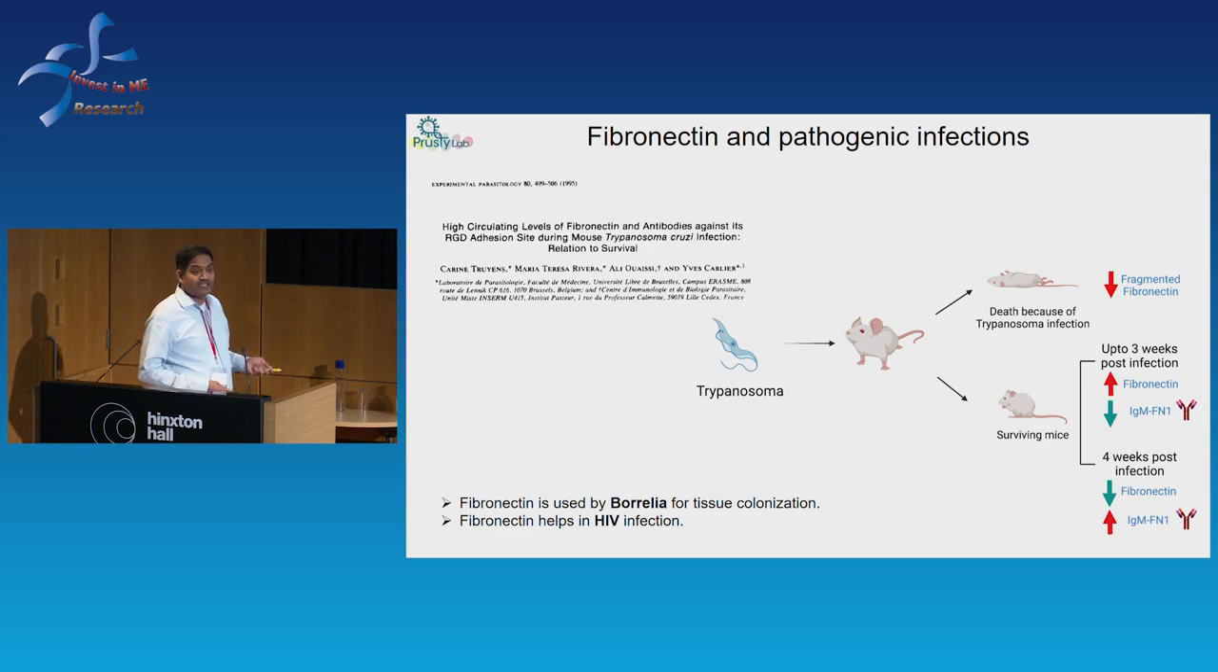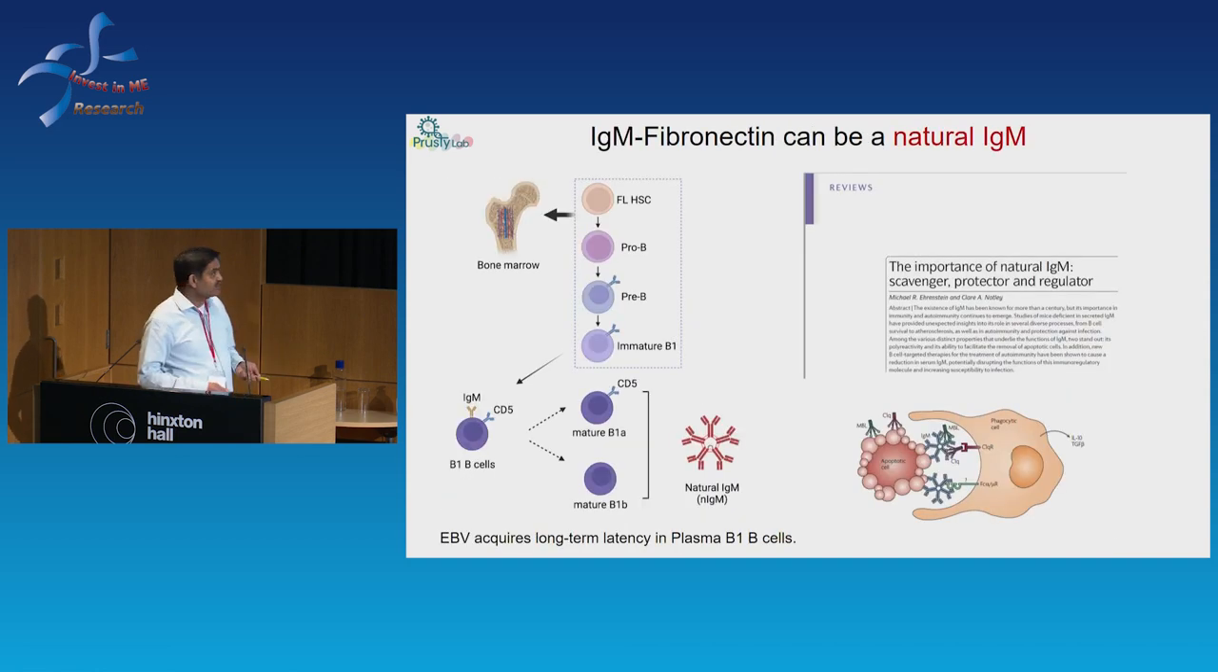Now, what fibronectin does is help the bacteria to colonize the endothelial cells. So if there is more fibronectin available, there is a probability of more colonization of the bacteria. And the other way around, if the fibronectin is not available within the immune complex, the protection against the bacterial infection also goes down. Interestingly, fibronectin also helps in HIV infection and many other viral infections.